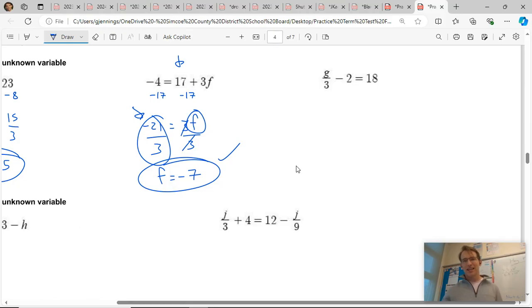All right, over here. Let's add 2 to both sides. Okay. Then we get g over 3 is equal to 60. And then I'm like, wow, I'm dividing. What's the opposite of dividing? It happens to be multiply. Multiply is the opposite of dividing. So I'm going to multiply by 3 on both sides.